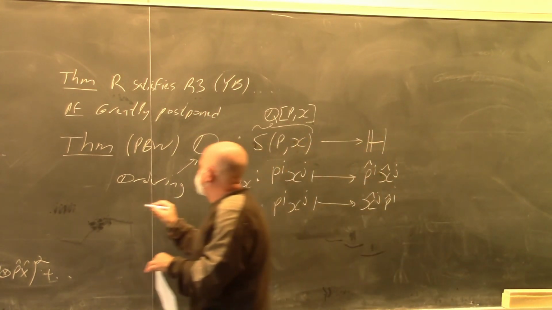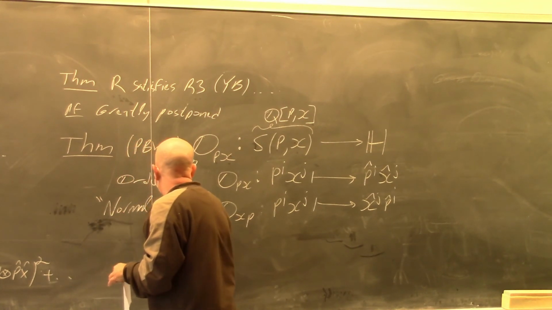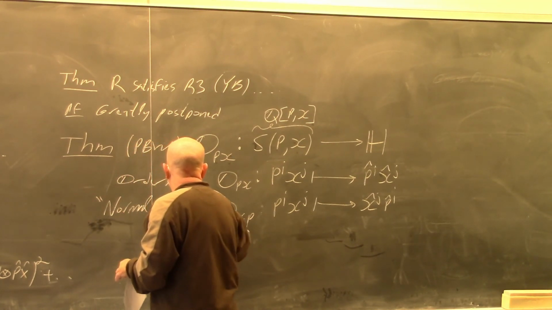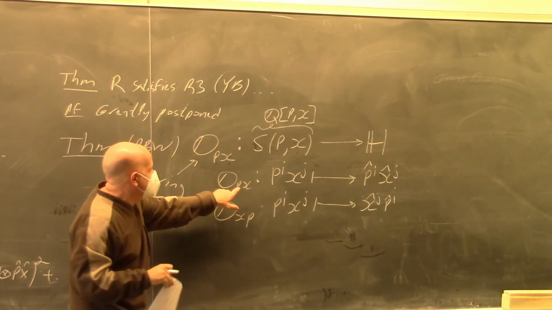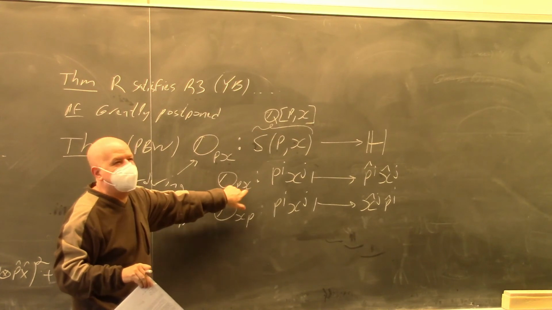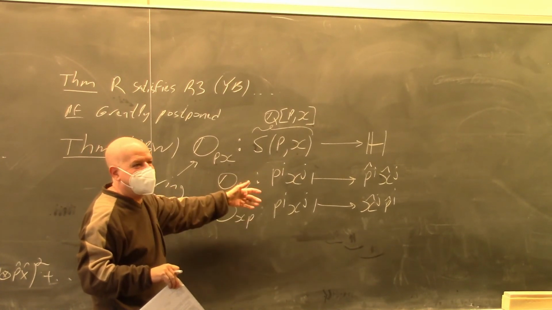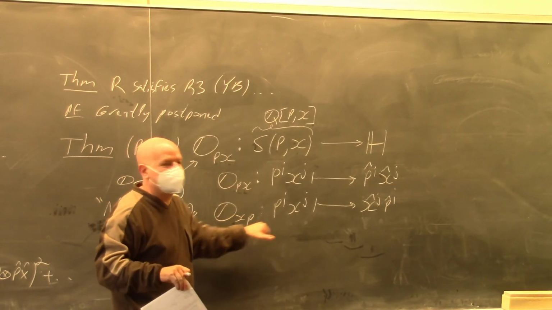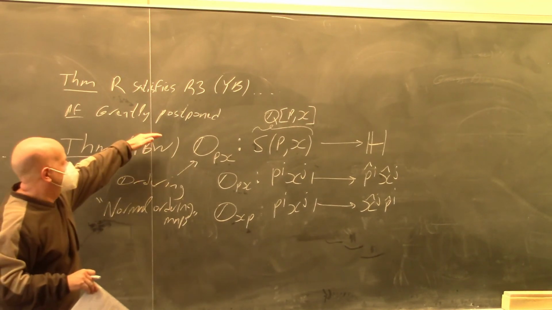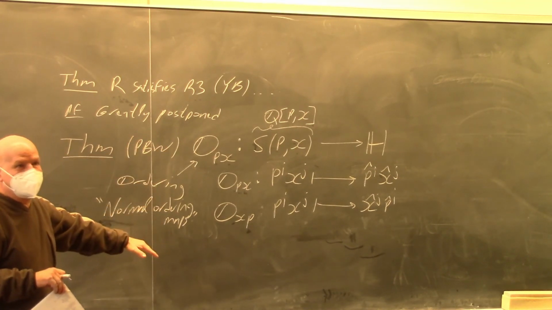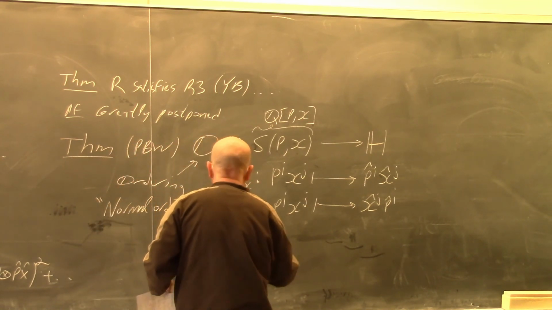And by the way, these maps in physics are called the normal ordering maps. And the idea is that in the normal ordering, you first put P and then put X. First you put the P's and then the X's. Except there is the other normal ordering in which you do it in the opposite way. Anyway, so far it's been a definition, not a theorem. So now let's turn it into a theorem.